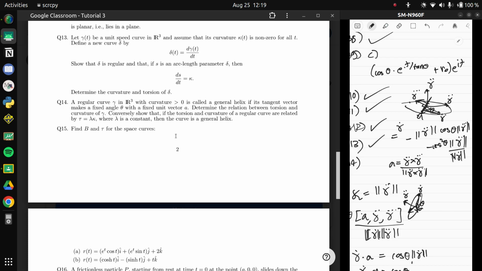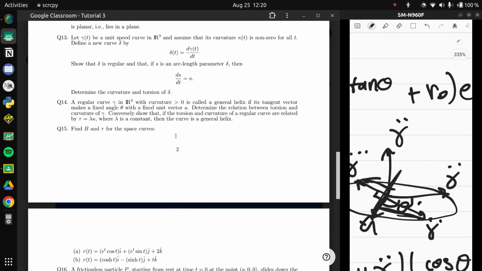But that has to be gamma triple dot, right? That's the way we define torsion. It's so frustrating. Hey, wait a second. This angle is theta minus pi by 2.